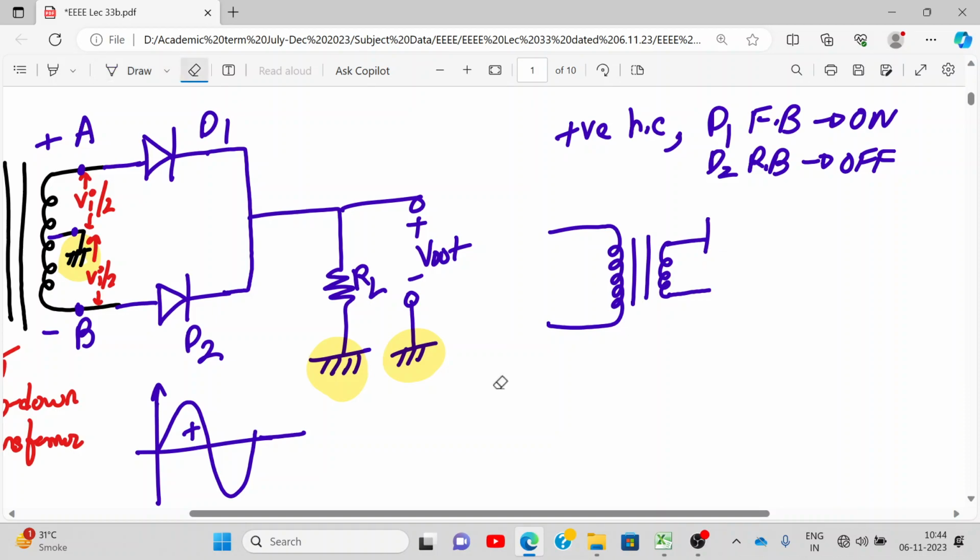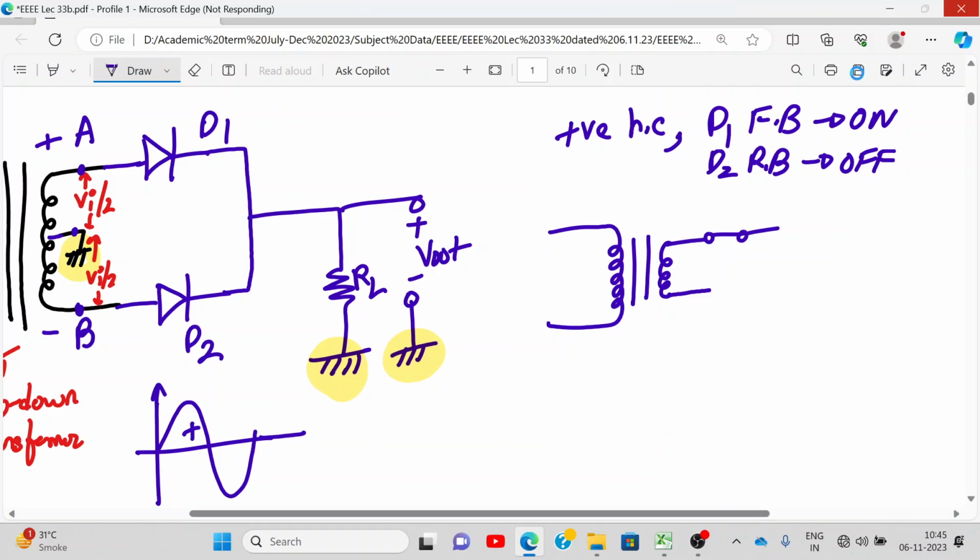So this diode will be replaced by what? On, right? And this will be open, right? At below, I have connected to, it will be open or closed? Just wait. D2 is off, so it will be replaced by an open circuit. And if D2 is on, it will be replaced by a short circuit. So this is open circuit, this is D1 and this is D2.